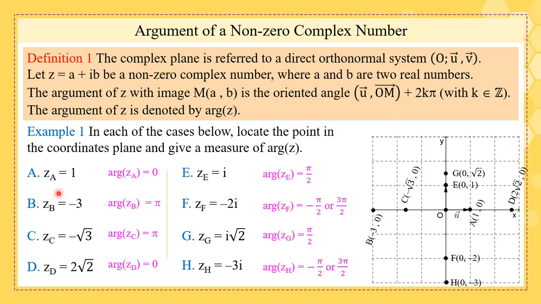Now try to notice here that if the complex number is a real number, then its argument would be either 0 or pi, depending on whether the complex number is positive or negative. If we have a positive real number, the argument would be 0, and if we have a negative real number, the argument would be pi plus 2k pi. Whereas if the number is positive pure imaginary, its argument would be pi over 2 plus 2k pi. And if it's a negative pure imaginary, its argument would be negative pi over 2 plus 2k pi.